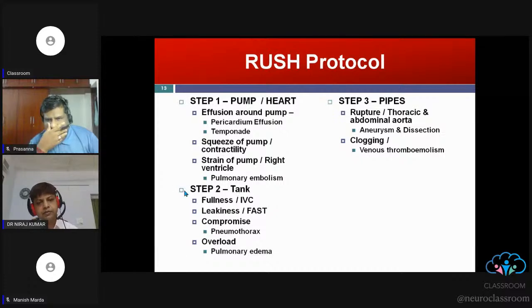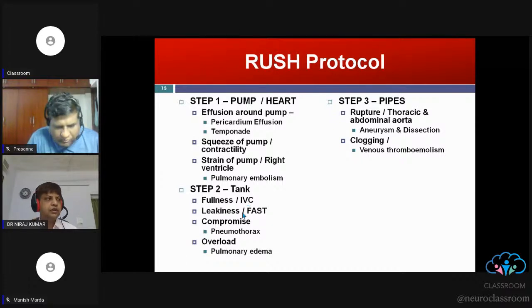In the second step, we will see what is the status of the tank, meaning where the blood is accumulated. So we will see the status of the IVC, inferior vena cava, whether it is full or empty. If the IVC is empty, that is a signal towards hypovolemic shock. If the IVC is full, that means there is no requirement of fluid, and we have to search for other causes like obstructive shock or cardiogenic shock.